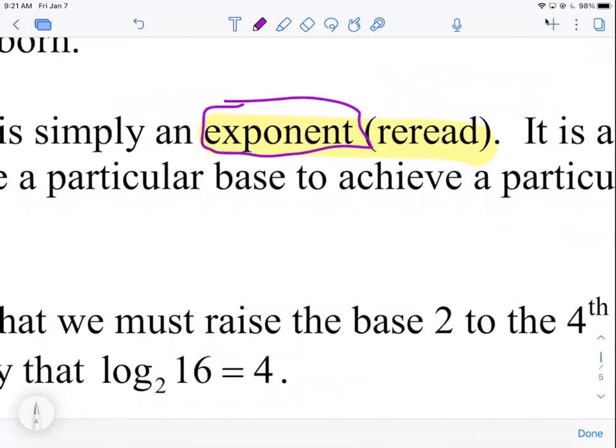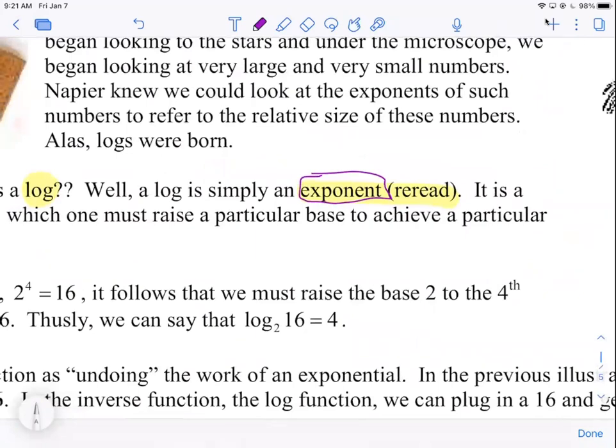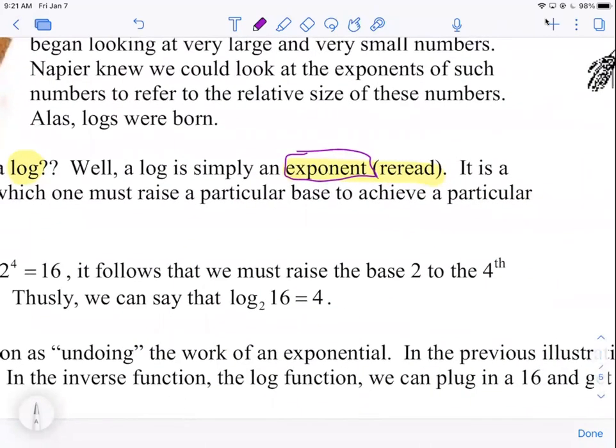It's an exponent, but it's a special exponent, right? Like Rob Gronkowski is special. USAA. Have you seen those commercials? Oh, but I'm special. Yes, you are, Gronk.